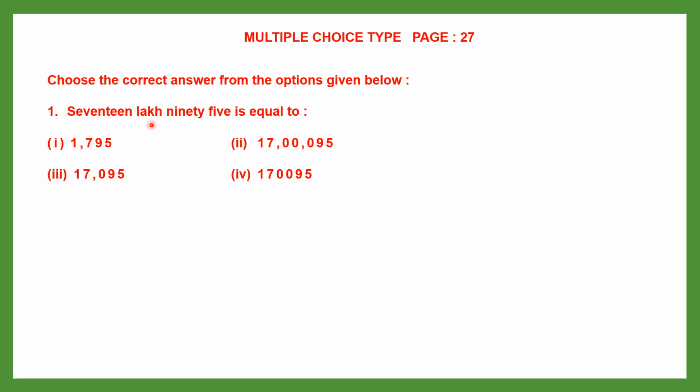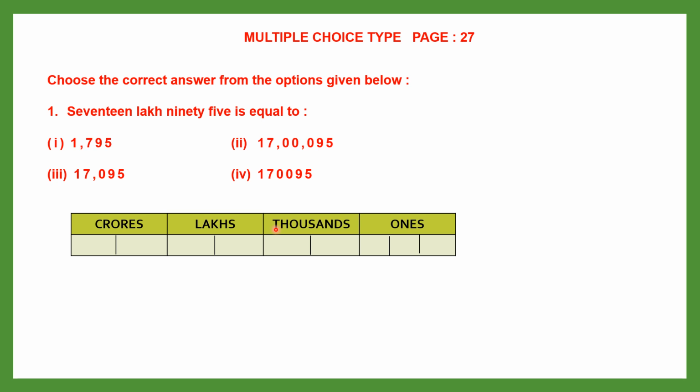Now when you see lakh, you should remember we are talking about the Indian system. So let's draw quickly a chart showing the Indian system. Now here we have the ones period, the thousands period, the lakhs period and the crores period. Now let's try and write this number in this chart. So 17 lakh will come in the lakhs period. So let's write that 17 there, 17 lakh.